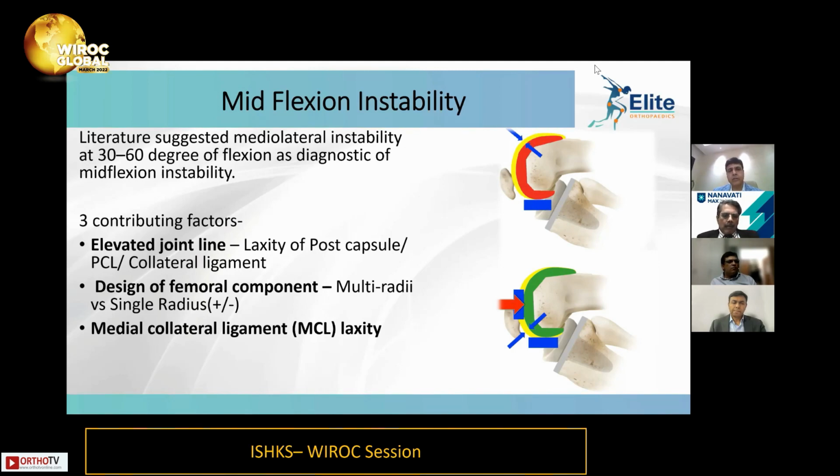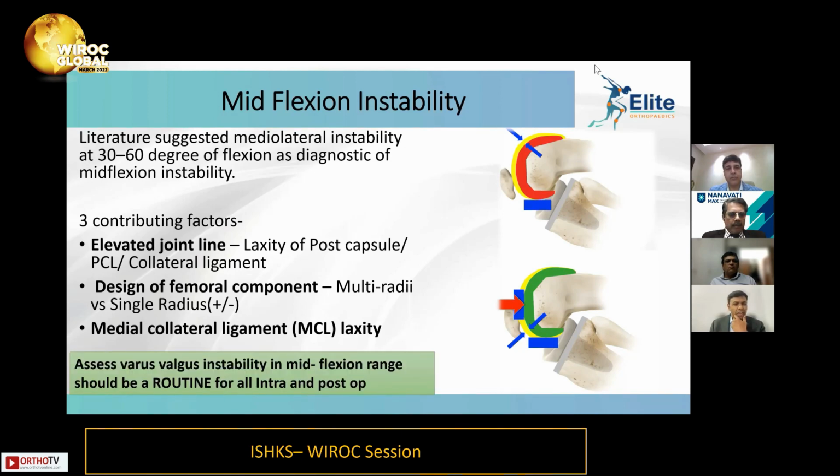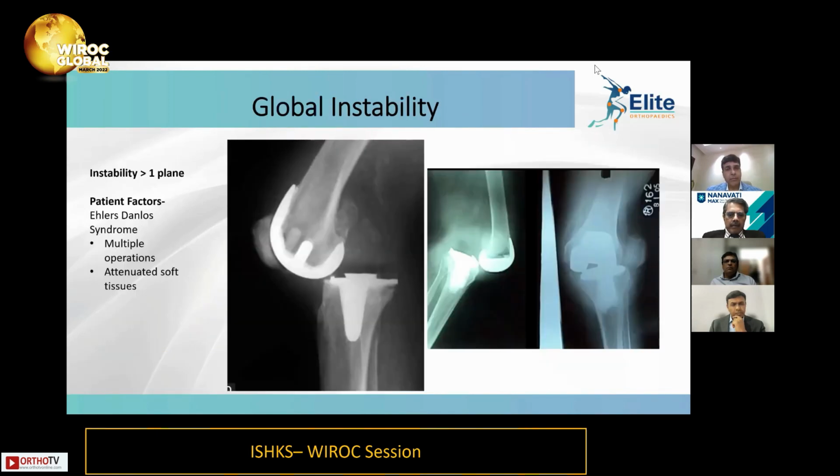A pretty controversial discussion has been where a couple of studies found multi-radius designs having more mid-flexion instability as compared to single radius or gradient radius designs, but this is not really proven in a long-term perspective. The third is cases where there's an MCL laxity. So these are the three factors to be kept in mind when you're thinking in terms of mid-flexion instability. The point to remember is to check varus-valgus instability in the mid-flexion range as a routine for all your intra- and post-op cases. If you have instability in more than one plane, that's a global instability.